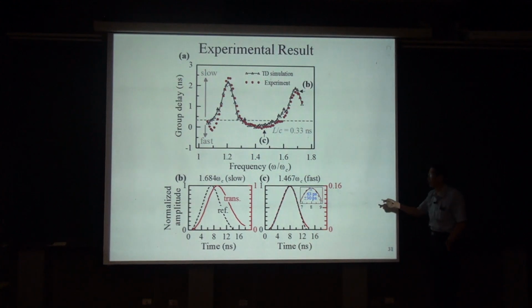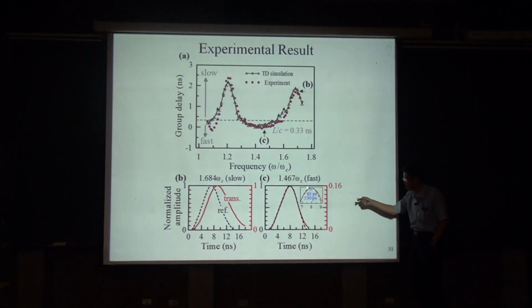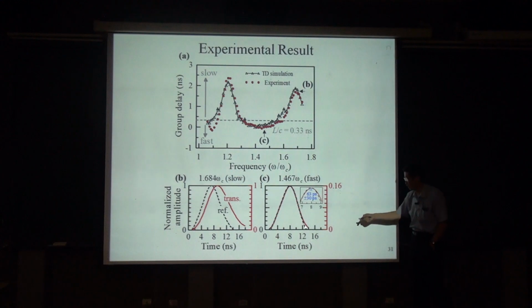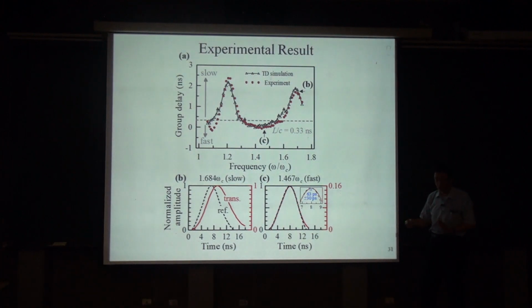Look at this case here, for example. Incident wave is the black dashed line, and transmitted wave is the red line. They are almost overlapped with each other. And you can measure the group delay, just a little bit compared with this one. 330 picoseconds, but here just 63 picoseconds. So the group velocity is clearly faster than light. And in this case, the group velocity is equivalent to 5 times the speed of light.